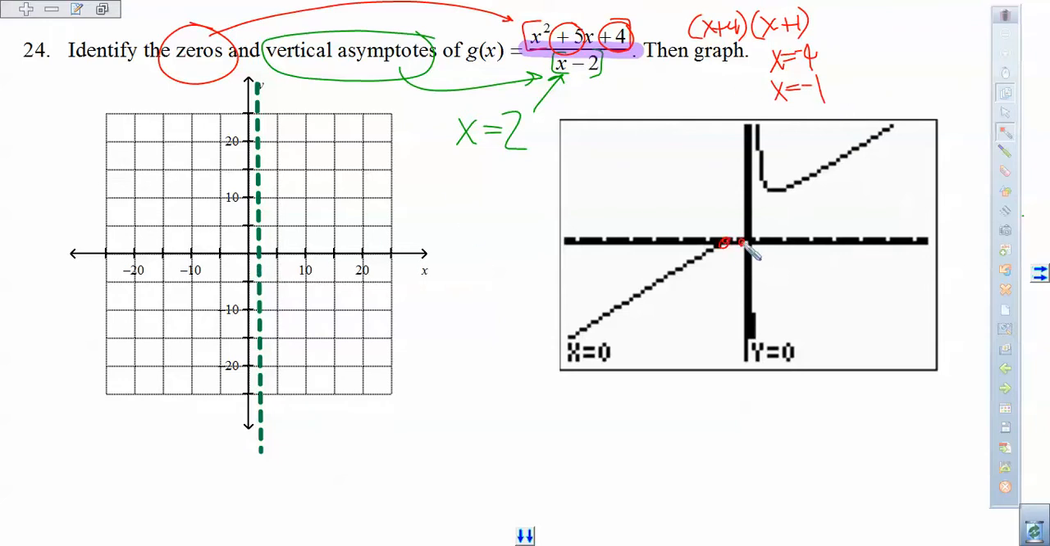That's what you're seeing right here, really close together. Negative 4, negative 1. So now we got that branch doing its thing right there. And remember not to cross over the asymptote. And we got the other branch doing its thing right here, curving back up and exiting stage right.